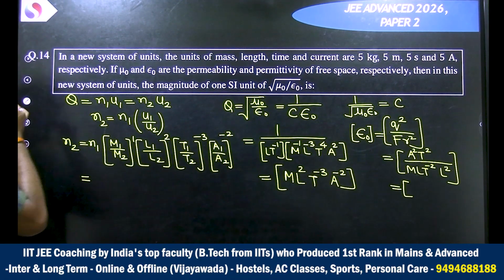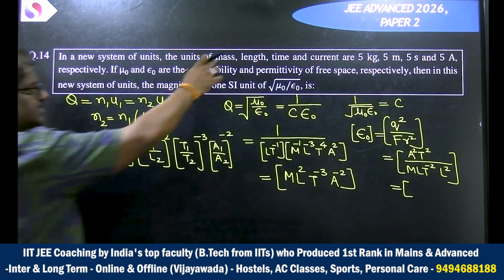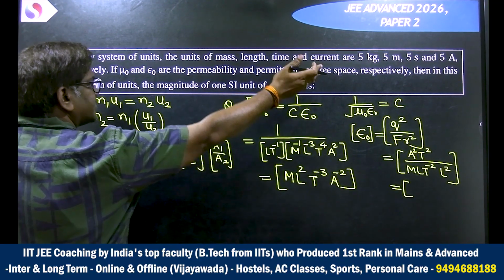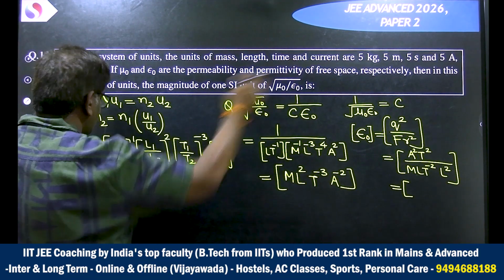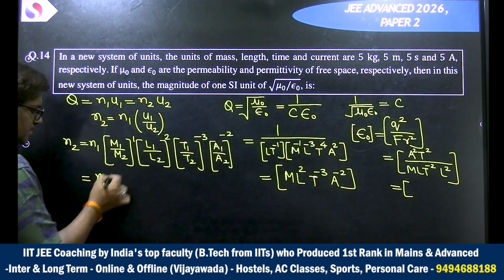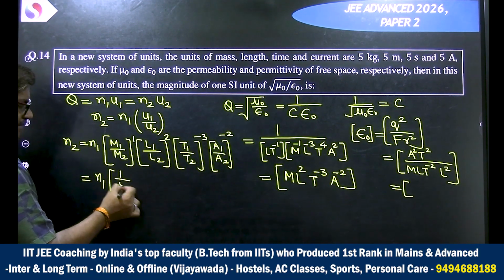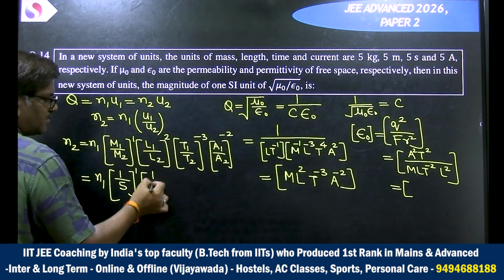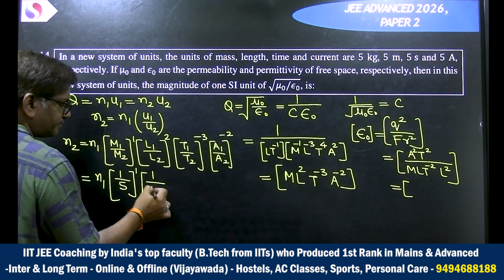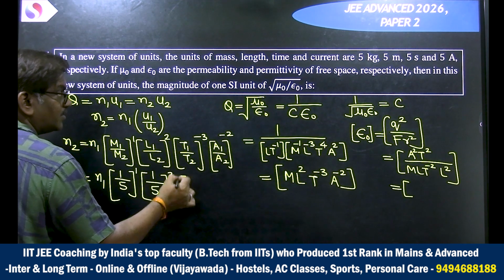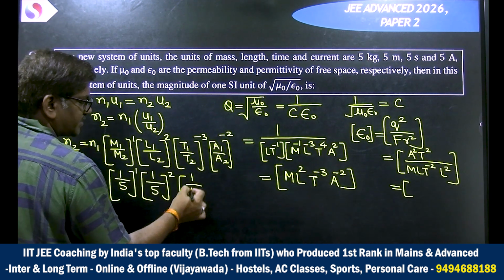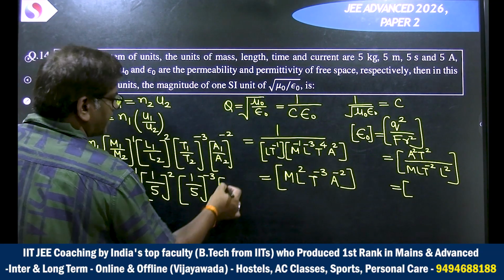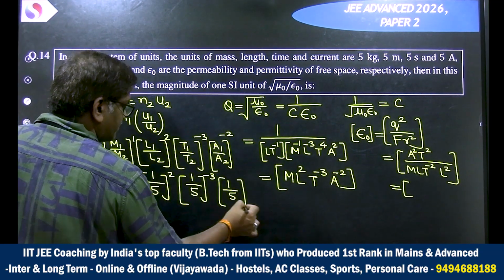Now see, in the first system all are 1 unit. Mass is 1 kg, length is 1 meter. In the second unit system, mass is 5 kg. That means this value will be coming as 1 by 5, kg cancel, to the power 1. Similarly, length is 1 meter by 5 meter to the power 2. Time is 1 second by 5 second, power minus 3. And ampere is 1 ampere to the 5 ampere to the power minus 2.